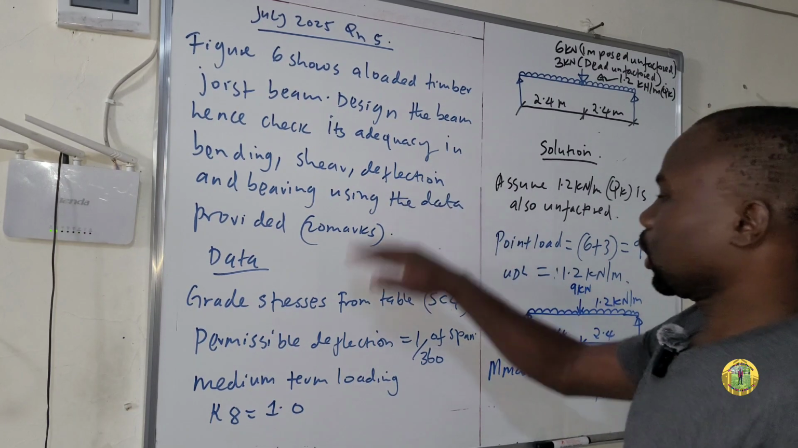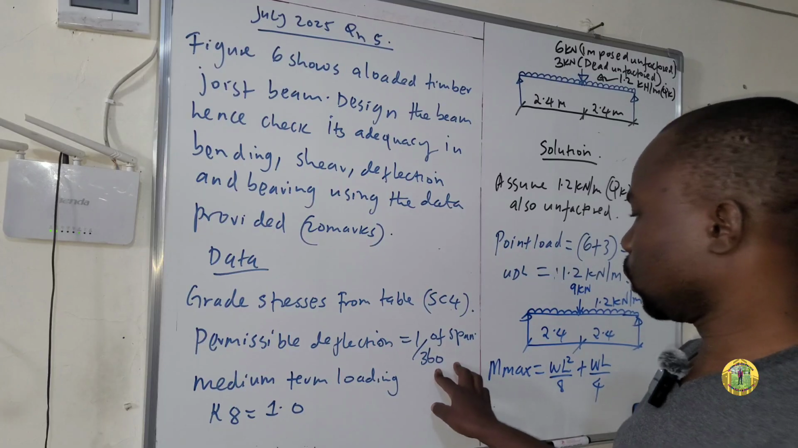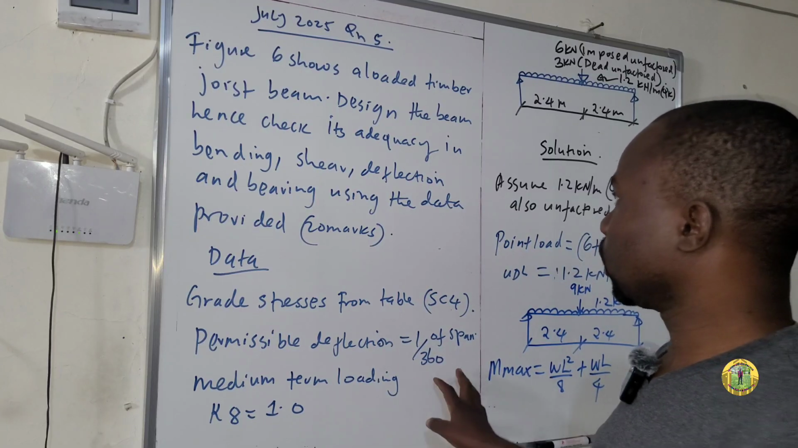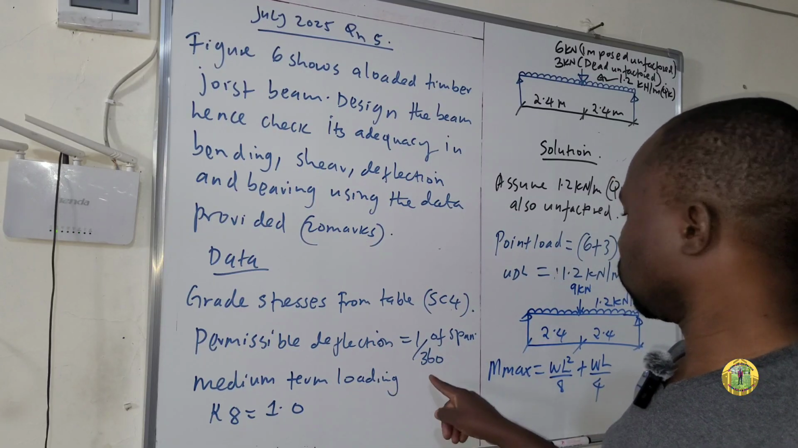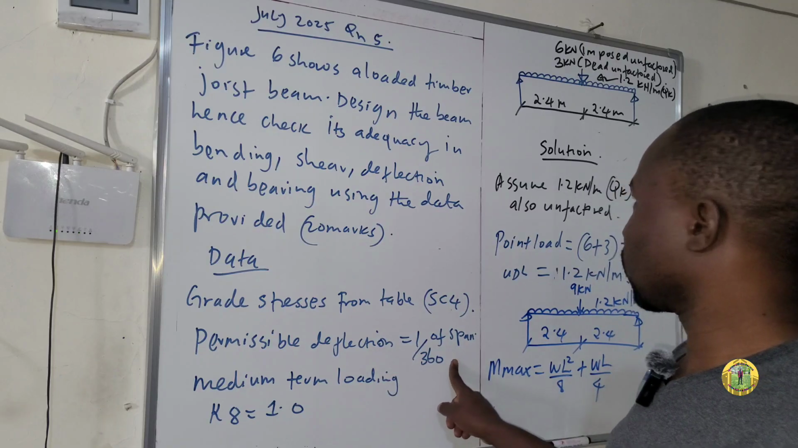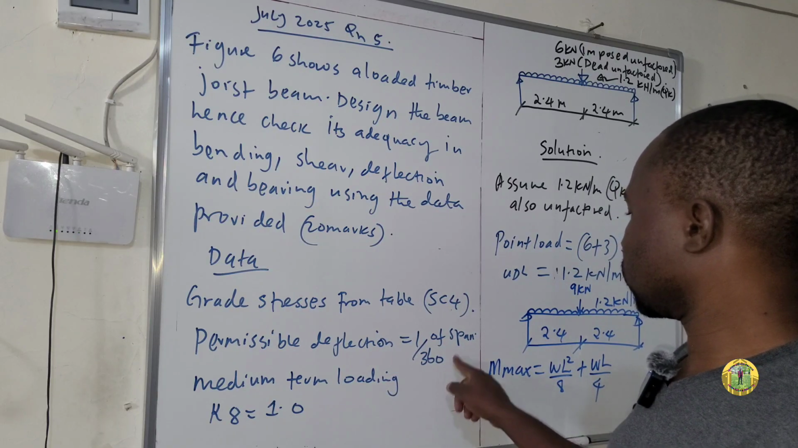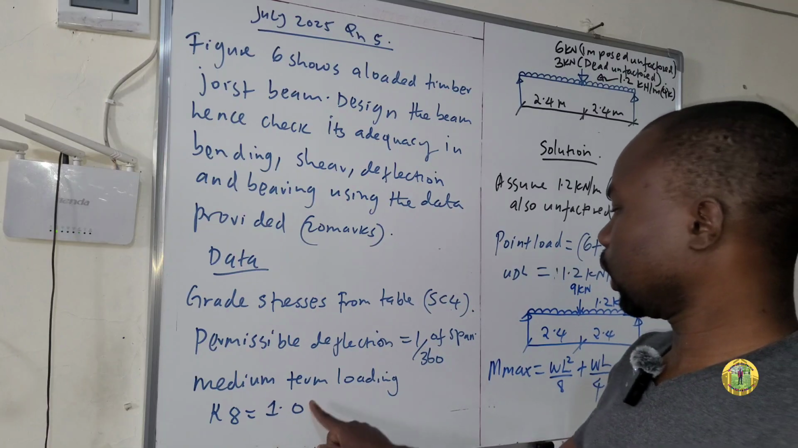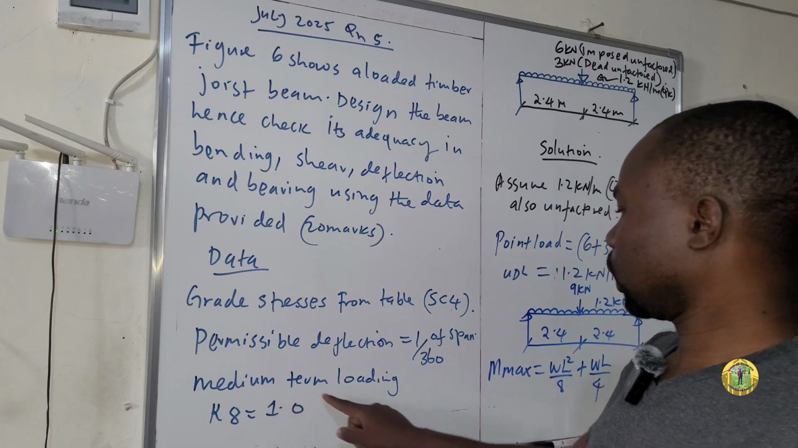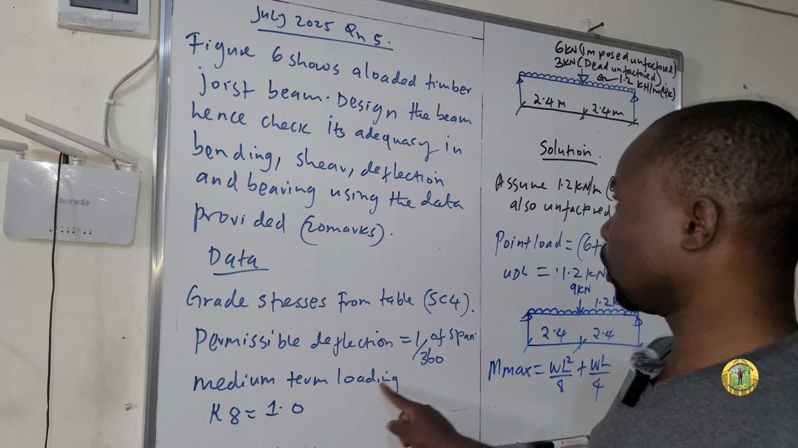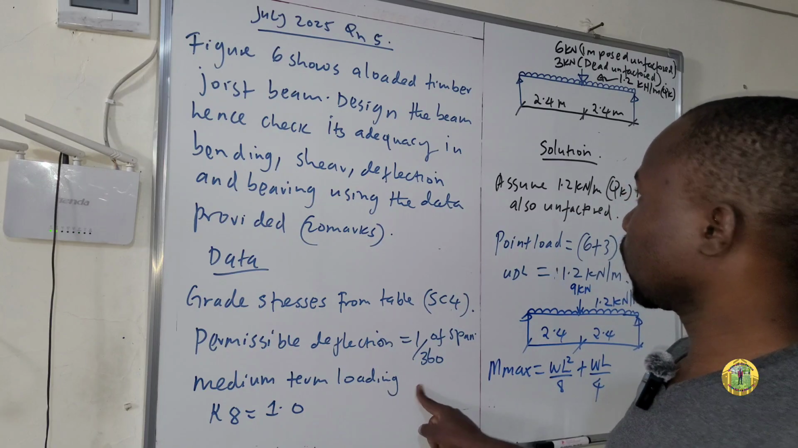So allow me to clean here, but this information, we will use them later in our calculation. For example, the permissible deflection, you can put it somewhere, 1/360 times span, and then K8 1.0, and then the K3 is the medium term loading, like that.